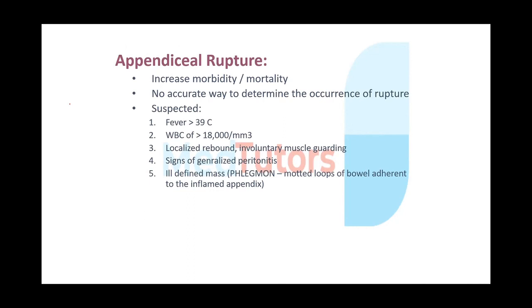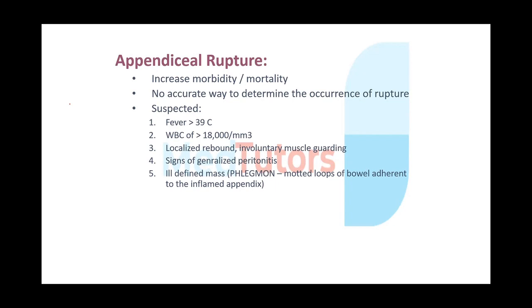Now, there is no accurate way to determine the occurrence of rupture, but it should be suspected if they have fever of greater than 39 degrees Celsius, white blood cell count more than 18,000, okay? There's a localized rebound tenderness and guarding, or signs of generalized peritonitis.